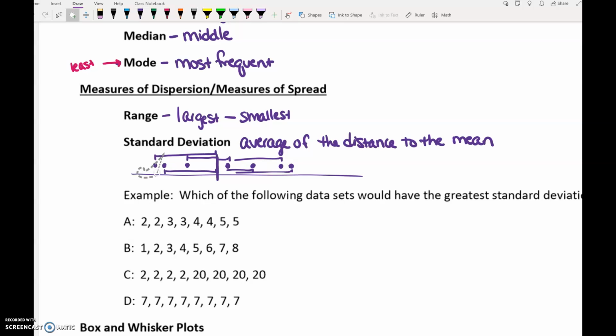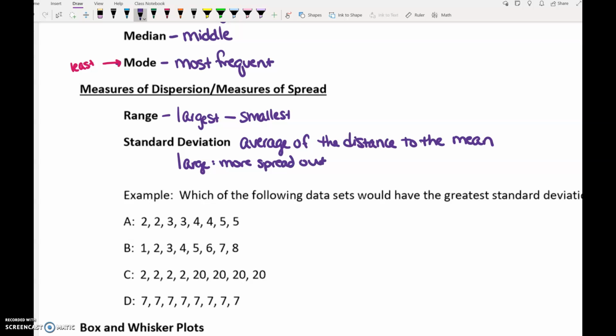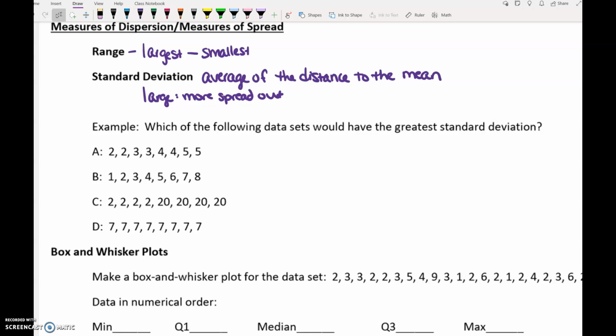And basically what you need to know about standard deviation is that a large standard deviation is more spread out. So if the ACT asks you a question like, which of the following data sets would have the greatest standard deviation? What they're asking for is which data set is the most spread out. And if range also tells you how spread out the data is, if the range would be large, the standard deviation would also be large. So take a look at these 4 data sets. Which one do you think is the most spread out?